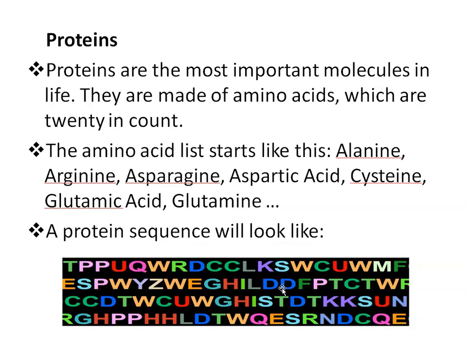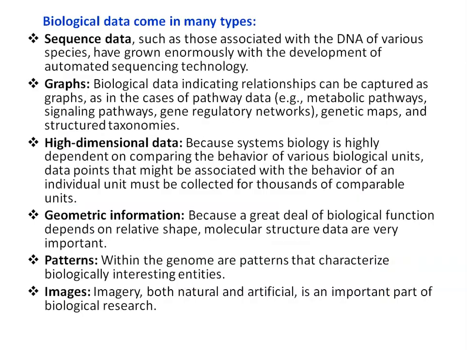So what are these sequences? DNA sequence, RNA sequence, protein sequence. This is biological data, right? This is raw biological data, usually referred to as DNA, RNA, and protein, right? Biological data come in many types, not only as sequence data that we have discussed now. We have discussed sequence data, right? But biological data come in many types: sequence data, graphs, high dimensional data, geometric information, patterns, images, right?